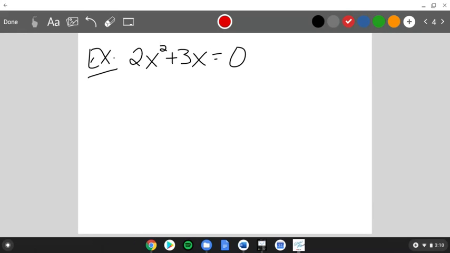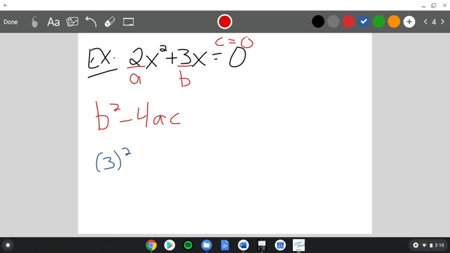Okay, let's look at another one. Again, we're just doing the discriminant. And our A value is 2. Our B value is 3. There is no C value. So the C value would be 0. Filling into the discriminant would be 3 squared minus 4 times 2 times 0, which would be 9.